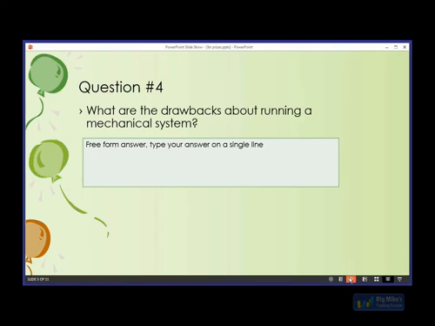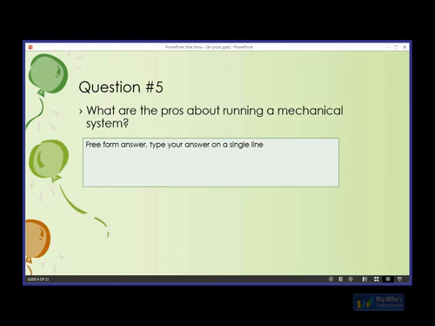And question 5, what are the pros about running a mechanical system? You can get human error running a mechanical system still, but I know what you're saying, and no emotion as well. That's definitely all of these are good answers.